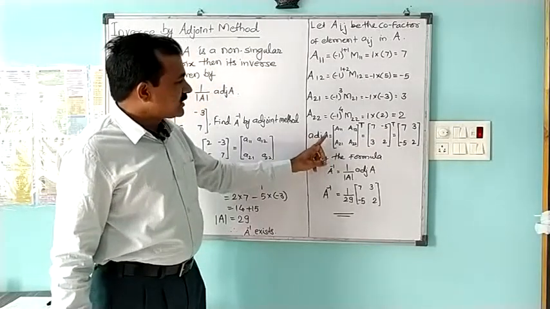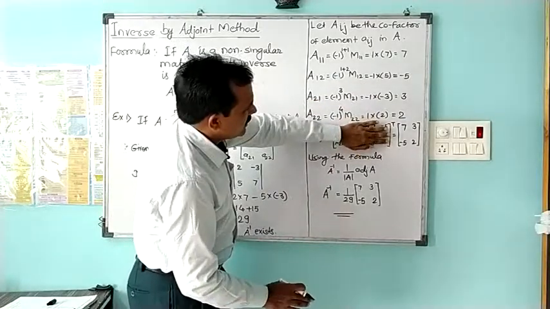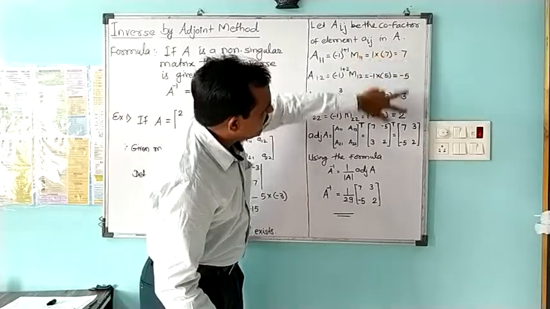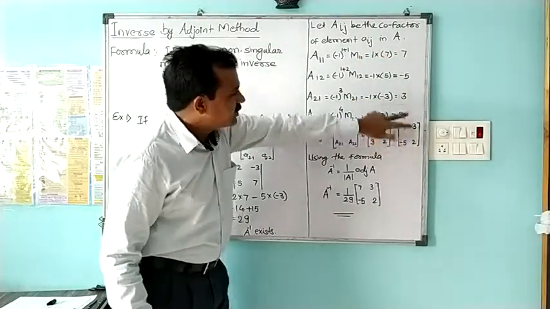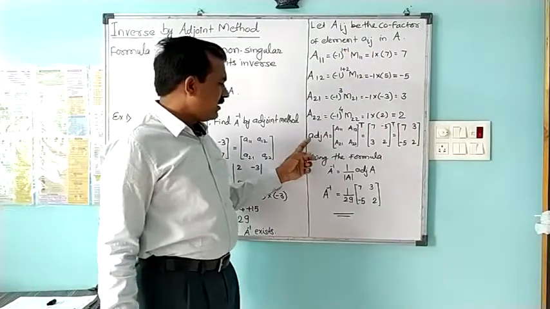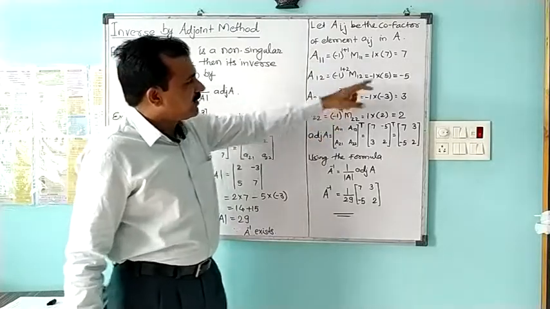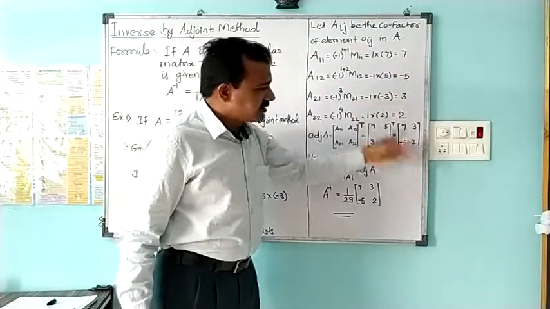So the adjoint of a matrix can be directly evaluated if I skip these two processes. It gives us the transpose using the first two elements in the first column and the next two elements in the second column. So this is the direct method to get the adjoint of A, knowing the cofactors: first two numbers in the first column, next two numbers in the second column.